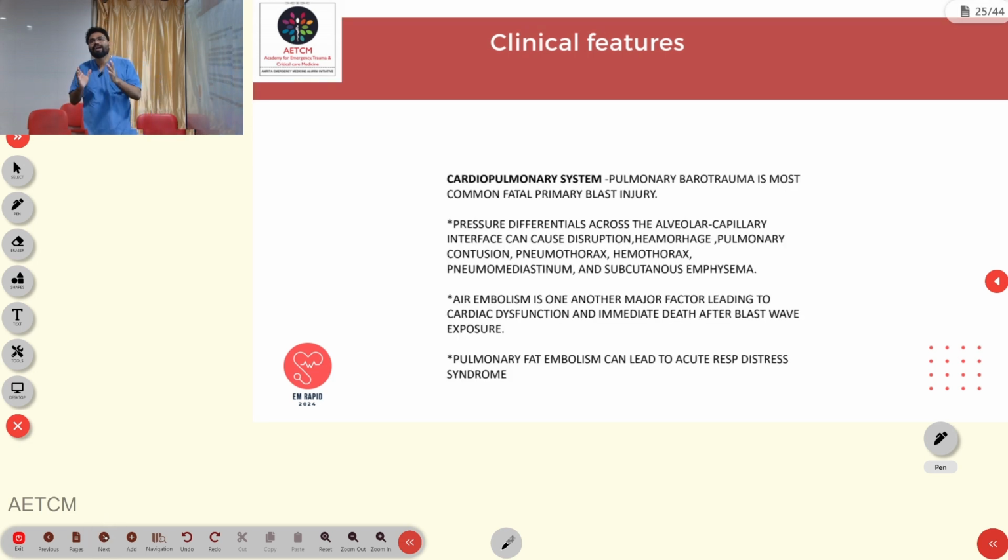Coming to the cardiopulmonary system, pulmonary barotrauma is the most common fatal primary blast injury. It occurs due to the pressure differential across the alveolar capillary interface that causes disruption, hemorrhage, pulmonary contusion, and pneumo or hemothorax. The other cardiopulmonary complications are air embolism and pulmonary fat embolism.